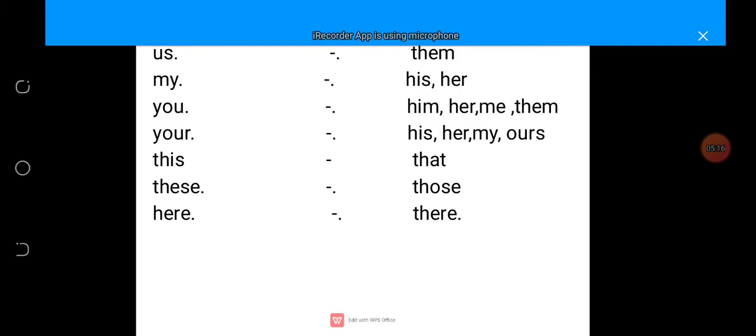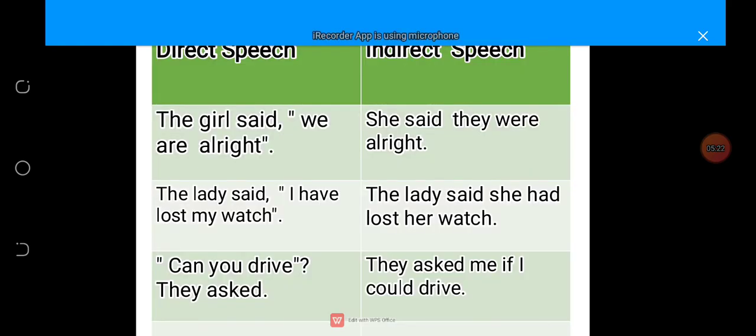Now let's look at how these changes happen in sentences. So for a direct speech, where we have the use of comma, the use of quotation. For indirect, we realize that there is nothing like that. But let's look at how these changes occur, as in changing pronouns from direct to indirect.